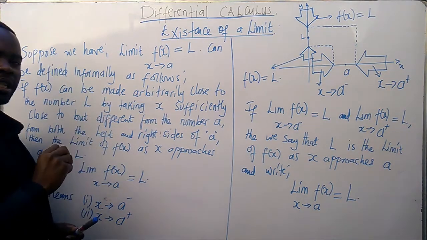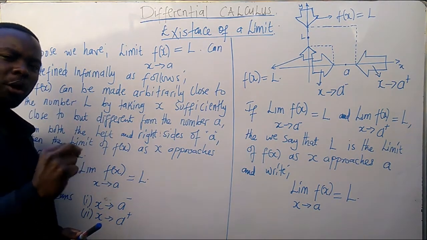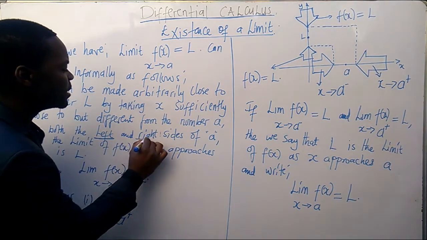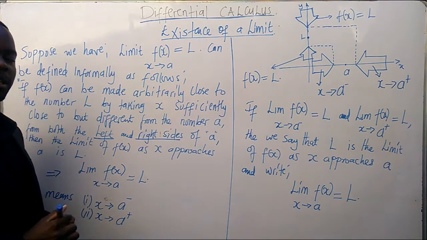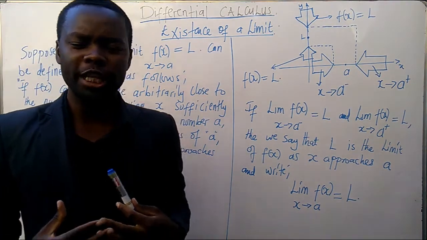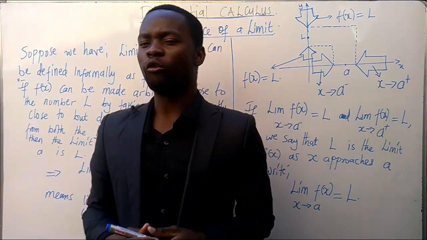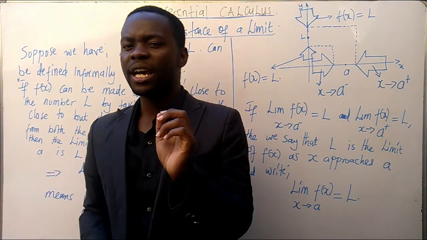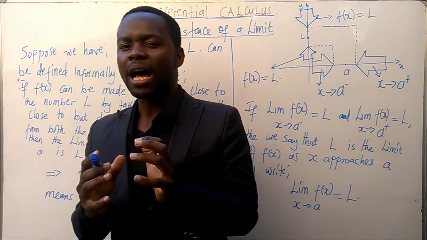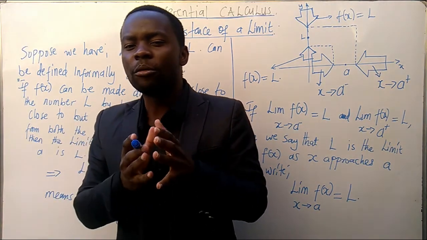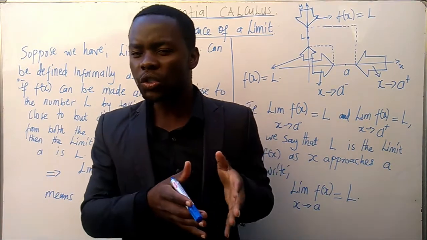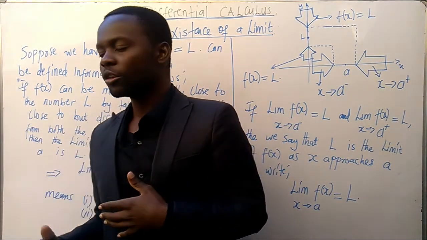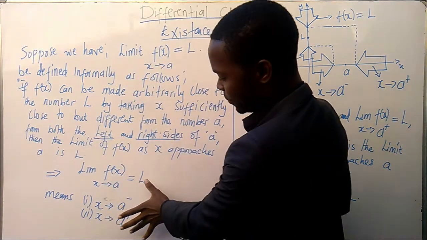From these notes, the most important point I want you to know is the concept of the left and the right hand side. This means that if you want to state whether the limit of any function exists, you must check the limit of that function as x approaches a from the left hand side and also as x approaches a from the right hand side. I have shown it to you in this format.